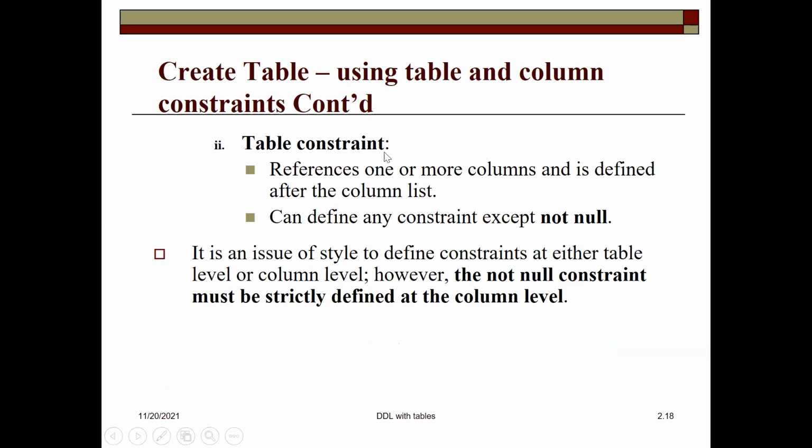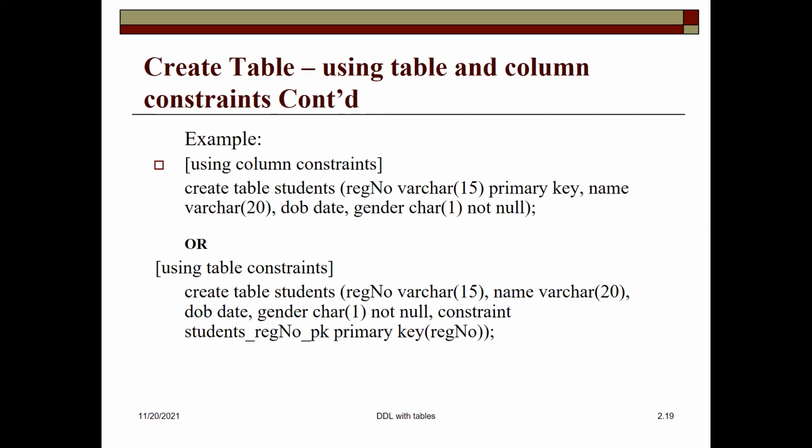What you need to be very keen about is that at the table level, you can define any constraint. What you cannot define is the not null. So at the table level, you can put all the constraints, either unique, default, primary key, foreign key, etc. The only one that you cannot is not null. That one is very strict: you can only specify it on a particular column. So you have got to do it at the column level. I hope that is understandable.